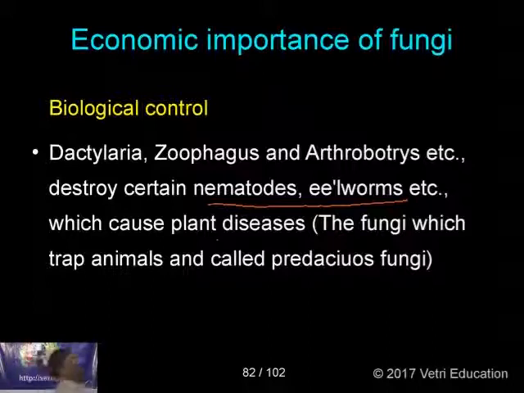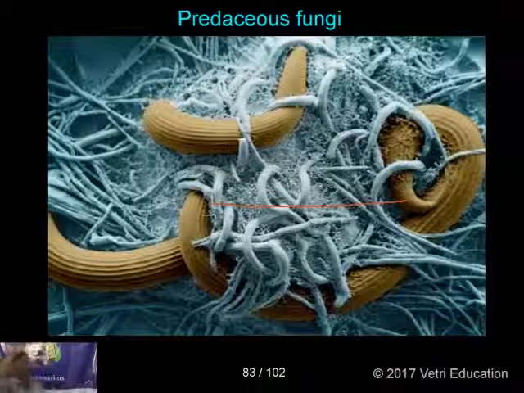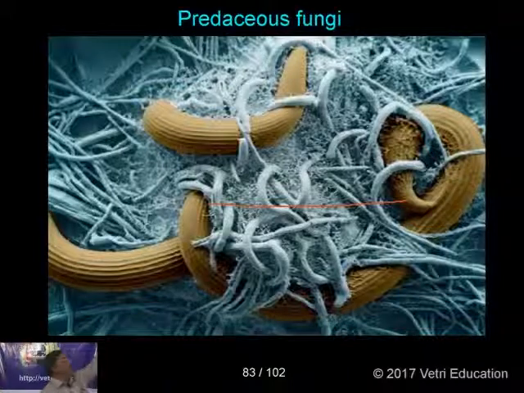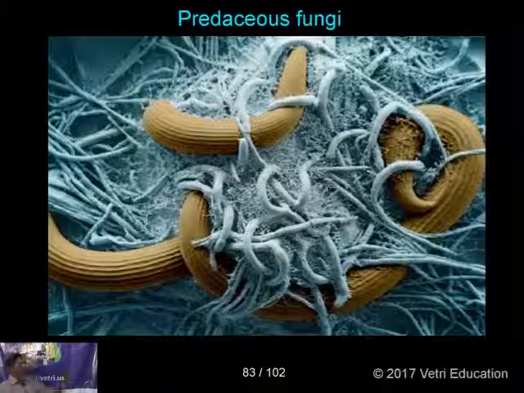So let us see. Here you see, the white colored ones are the fungal hyphae and the brown ones are the nematodes. So these nematodes are caught, and around the nematode the fungus produces hyphae, so that the nematode cannot move from one place to another, and soon it will die. These are called the predaceous fungi. The fungi which kill animals are called predaceous fungi.